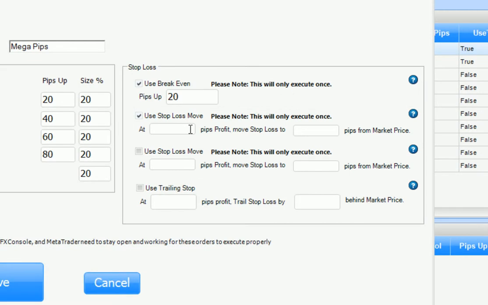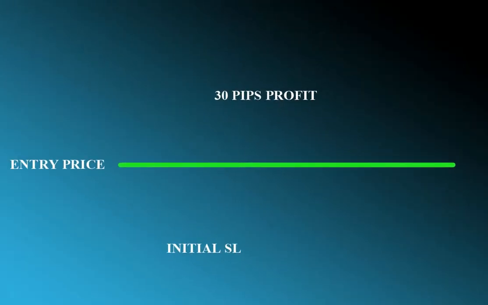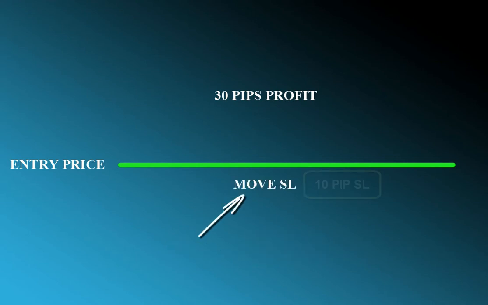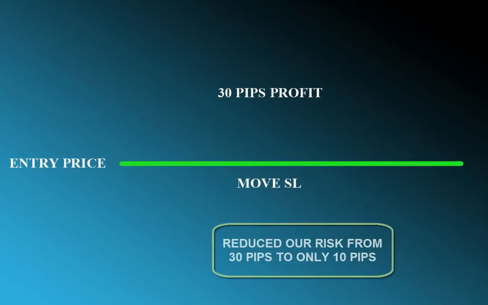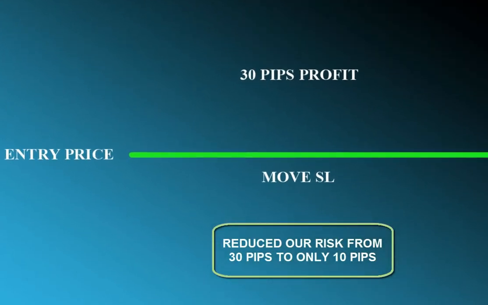In this example, we'll tell MYFX that at 30 pips of profit, we want to move the stop loss to 40 pips from market price. This means that at 30 pips of profit, MYFX will move the stop loss from our original setting to now be only 10 pips away from break even. This will allow us to reduce our risk on this trade to only 10 pips while still giving the trade breathing room.